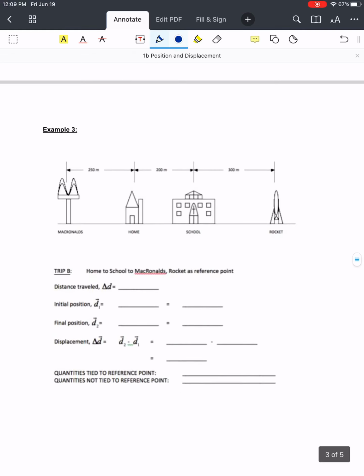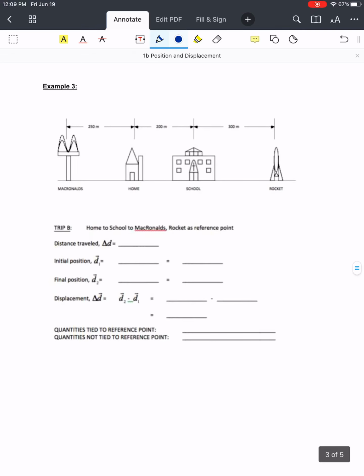So let's go through another example here. Home to school to McDonald's. I went from home to school, and then from school to McDonald's. So it's the same trip that I did in the previous question. But what I'm changing is my reference point. Your rocket is your reference point. You have to remember that whenever you're dealing with vectors, you need the reference point. So the rocket is my reference point.